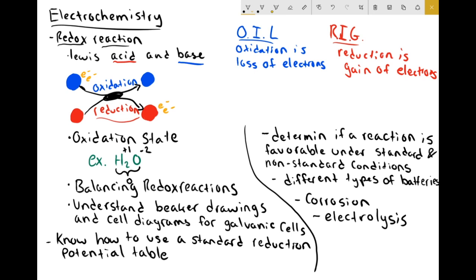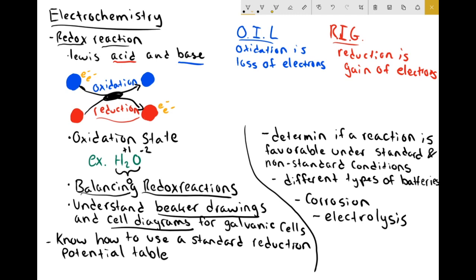It's important to know how to balance reactions, especially redox reactions, because in these reactions, once you know how to balance them, you'll be able to know how many electrons are being transferred back and forth. Also make sure you understand beaker drawings and cell diagrams for galvanic cells. You should be able to go in between them without a problem and understand them so that you can understand any question you're given. Know how to use standard reduction tables also. Also make sure you know how to determine if a reaction is favorable under standard conditions and or under non-standard conditions. So know how you can relate K, Q, E cell on all those variables.